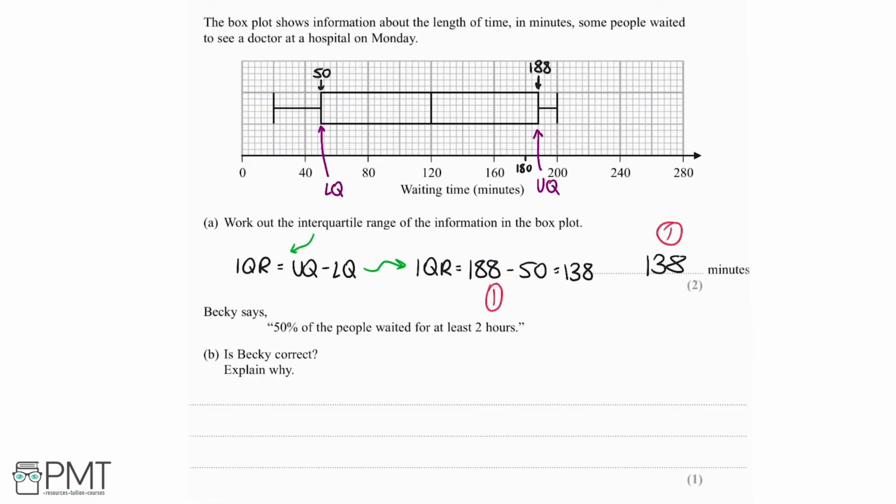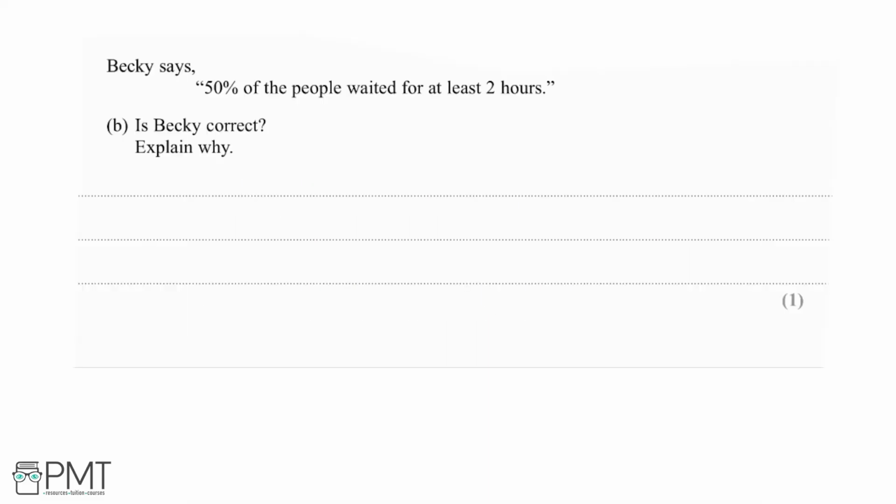Well, again, we're going to take a look at our box plot. And we need to see where the median is. So the median is represented by this line here. And that's at the 120 minutes mark. So the median is 120 minutes, or if you say that in hours, that's 2 hours. So this means that 50% of the people waited more than 2 hours, and 50% of the people waited less than 2 hours.